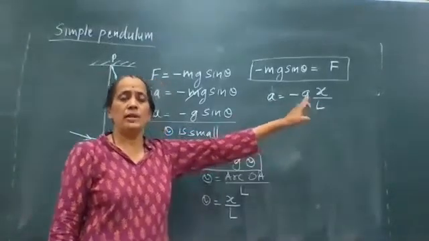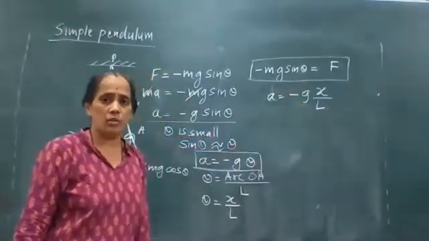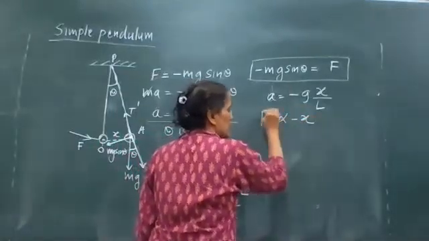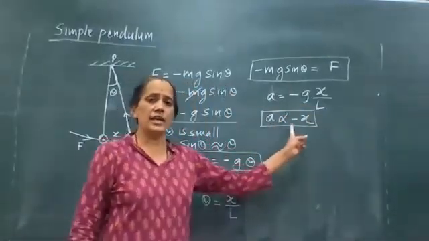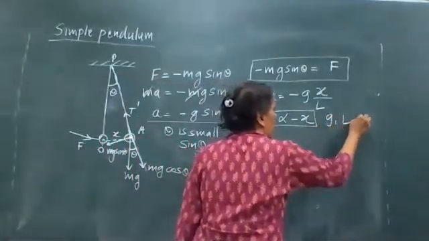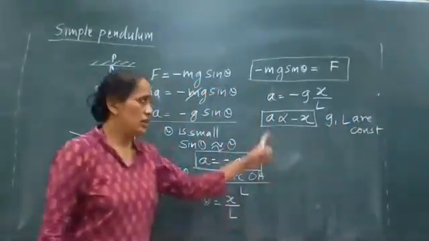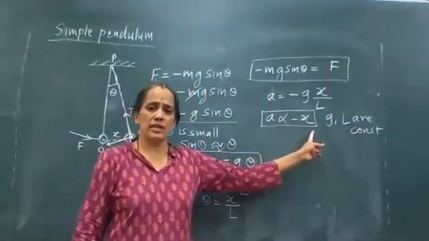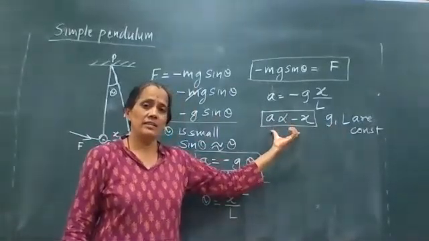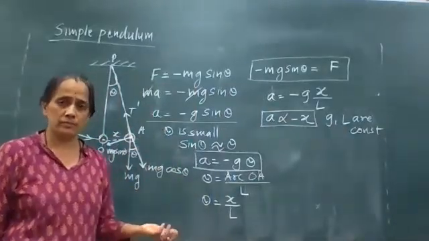In a simple pendulum, the length is inextensible. In this, L will remain constant, g will remain constant. So what I can say is that acceleration is directly proportional to x, minus x, when your g and L are constant. Now what does this indicate? This indicates that the motion of a simple pendulum is a linear simple harmonic motion.